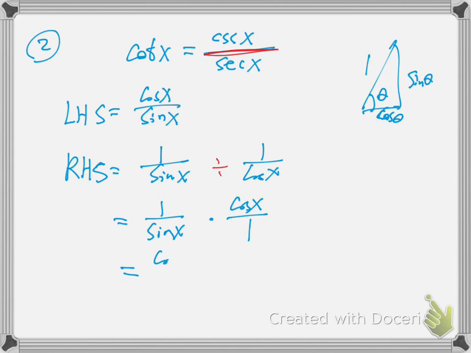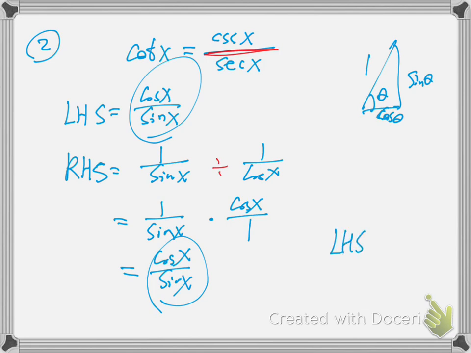So this will be cosine x over sine x, right? Now they are exactly the same. So left hand side is equal to right hand side. We got the identity.